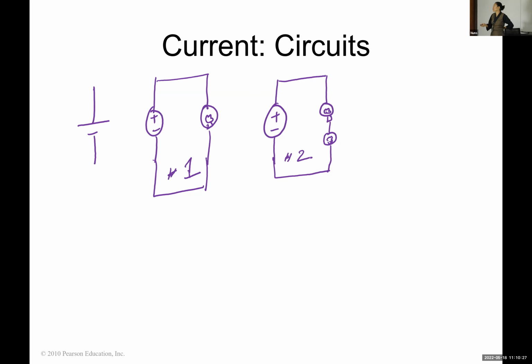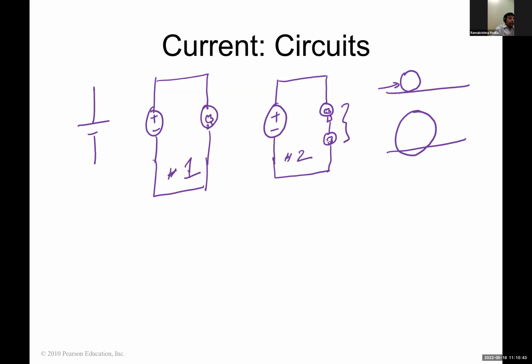So there will be more current in the diagram number 1. Right, because here there are two light bulbs, right? So for example, you can imagine this as you have one ball or you have a bigger ball. If you push with the same force, which one would move faster, the smaller one or the bigger one?